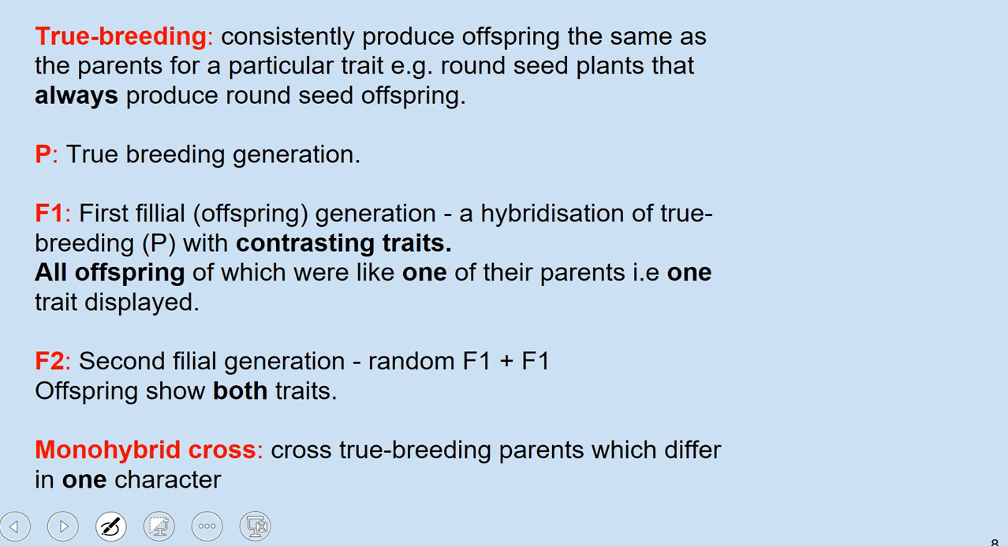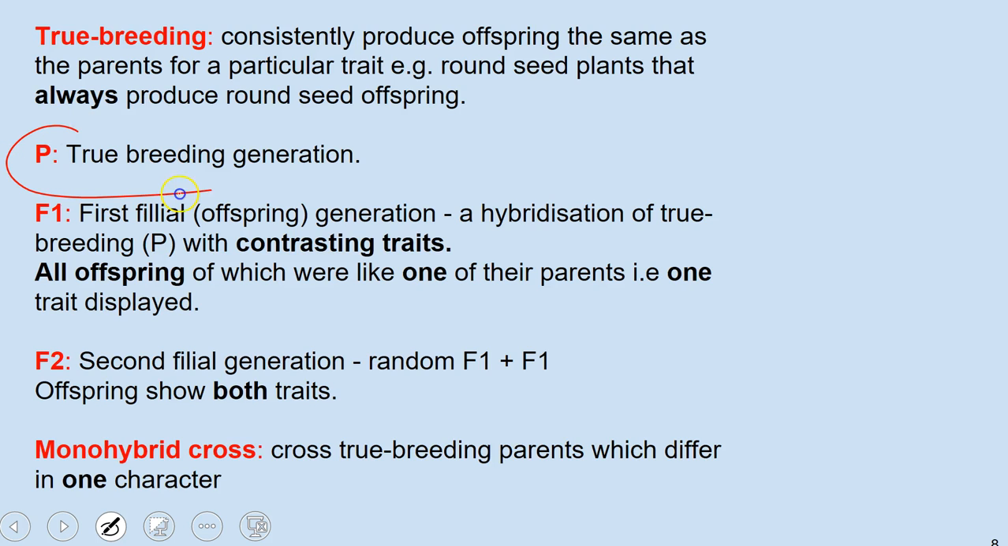So when we do what we call Punnett squares and look at the breeding of individuals, we're looking at true breeding, so consistently producing offspring the same as the parents for a particular trait. So we would select parents that have round seeds in order to produce plants that have round seeds. And the effect of this we can see in dog breeds and cat breeds, different plants that have been bred over time to express specific traits that we desire as a society.